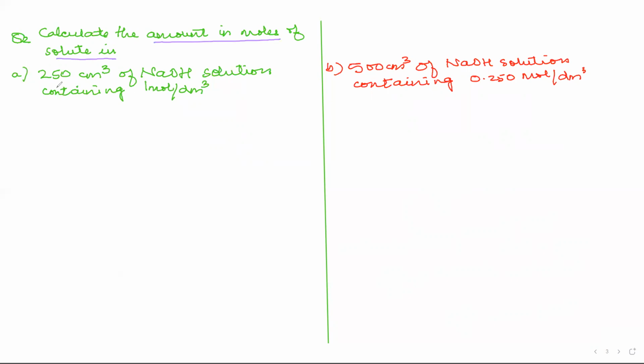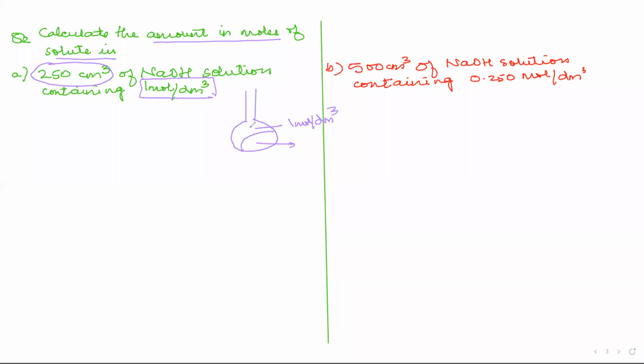Now the A part of the question is that they have given you the concentration of the solution as 1 mole per dm cube, and they want you to find out that if we have 250 cm cube out of this 1 dm cube, then how many moles are going to come along with that. So for example, if we make a saturated solution of this particular substance NaOH, and I have the saturated solution made in the volumetric flask.